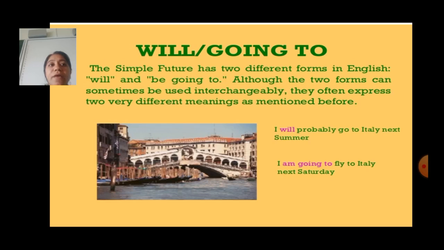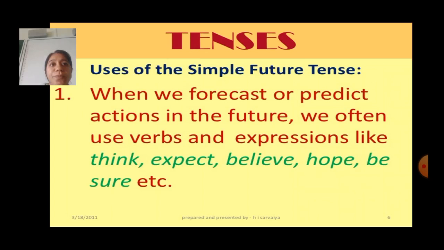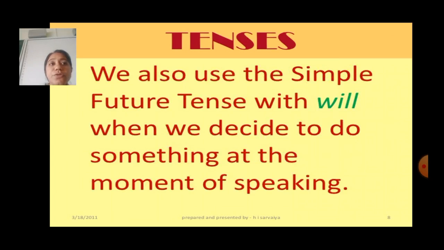For example, I will probably go to Italy next summer. I am going to fly to Italy next Saturday. Now, let's see the difference between will and going to. The simple future tense is used when we forecast or predict an action in the future. We often use verbs and expressions like think, expect, believe, hope, be sure, etc. We also use the simple future tense with will when we decide to do something at the moment of speaking.